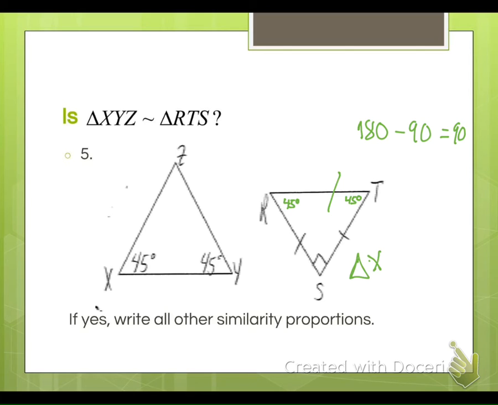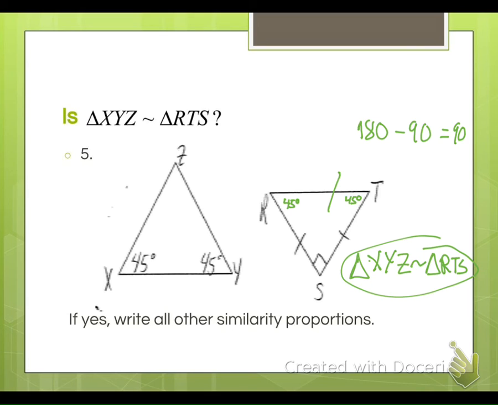So we can do XYZ. I said congruent, I'm sorry, similar. Triangle XYZ is similar to triangle. X corresponds with R. Y goes with T and then S. So it's the same as what the top says. So yes, that is true.